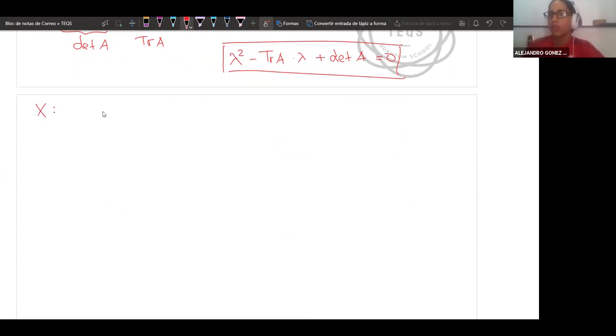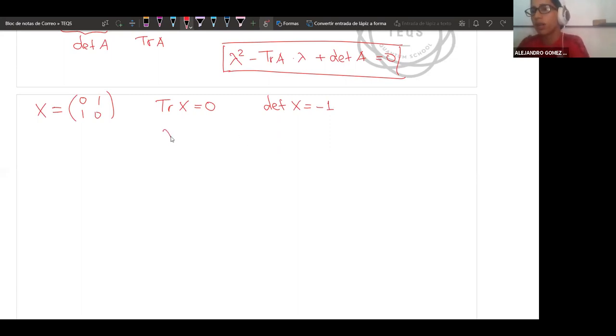Okay, so for the X gate, let's write it as a matrix: 0, 1, 1, 0. The trace of X equals 0, which is the sum of the diagonal terms, and the determinant of X equals minus 1. So we can use the general characteristic equation to compute the eigenvalues of the X matrix.